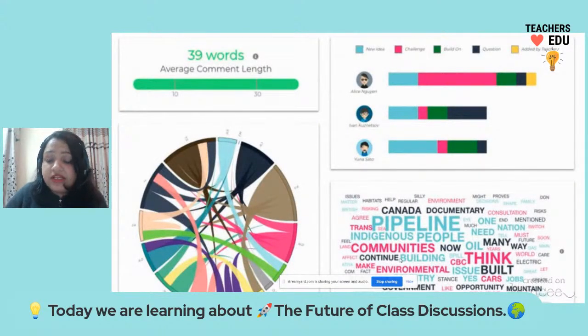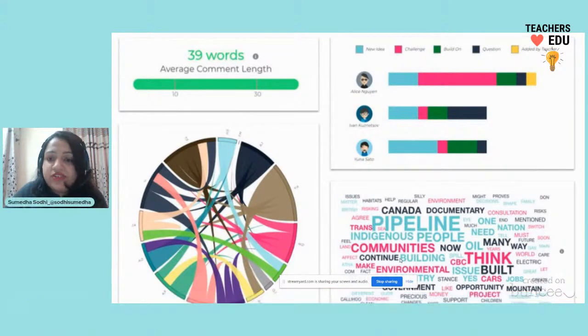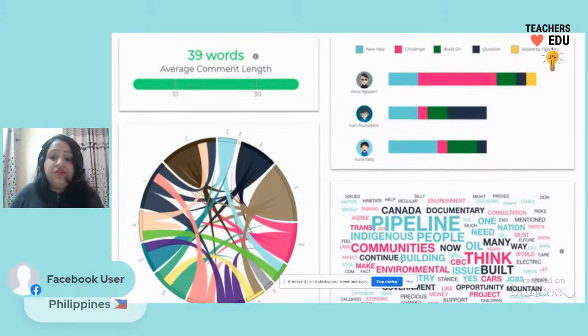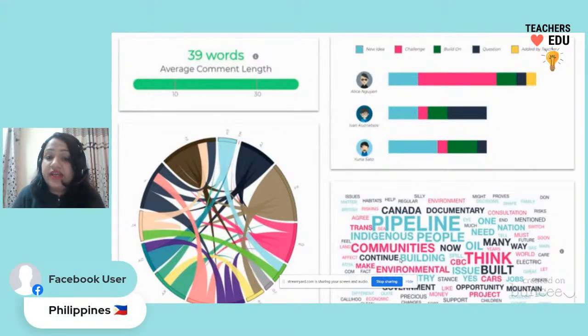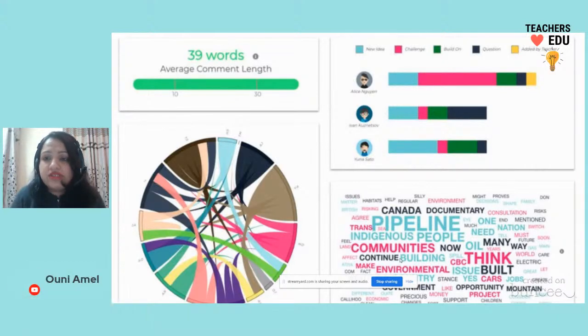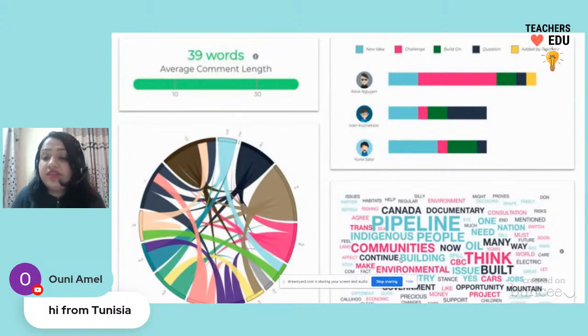This is the summary that you are going to get out of your discussions. You can see the average comment length of the remarks and discussions which the child has made. For each child, how many times that child has generated a new idea, how many times that child has challenged someone's idea, built upon someone's idea, or asked a question, and how many nudges were added by the teacher. So everything is beautifully given in the summary through the color code.